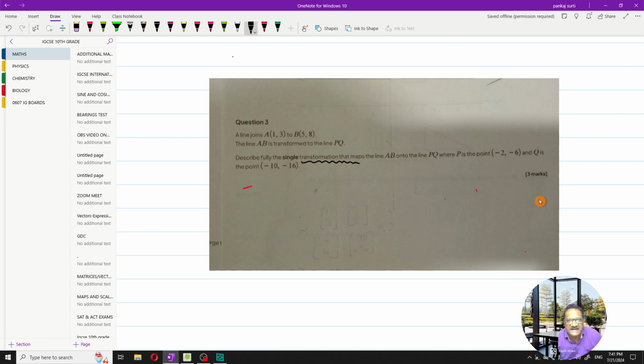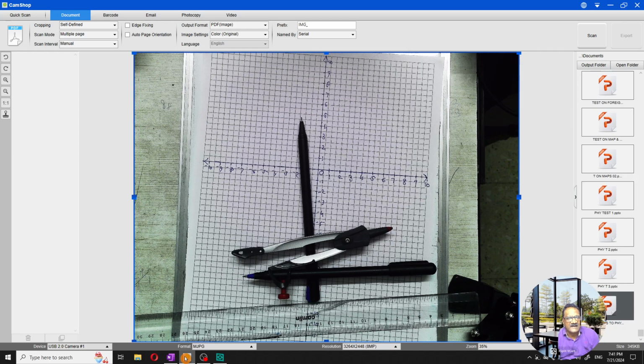It is carrying some 3 marks, I suppose, right? Okay, chalo. Now to do this question, I'll have to take you to my document camera, because there I'll be showing you how to deal with this question. It is a question which you have to do on the graph paper and get the answer, right? So I'll take you to the document camera of mine, and here we are on the screen.